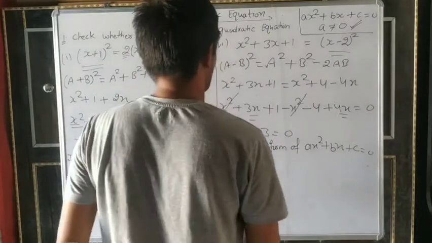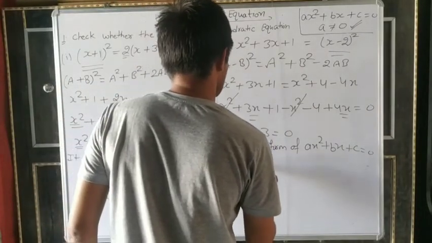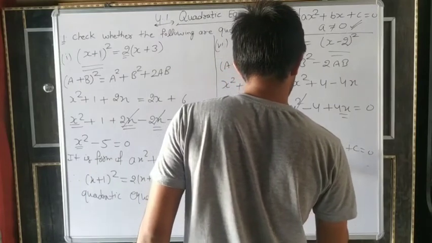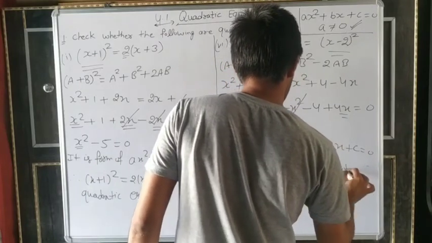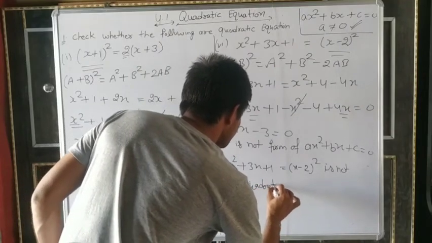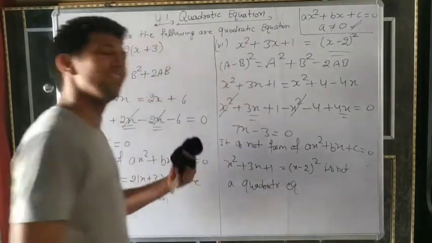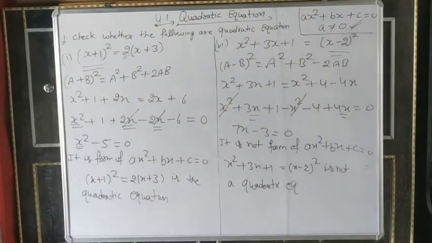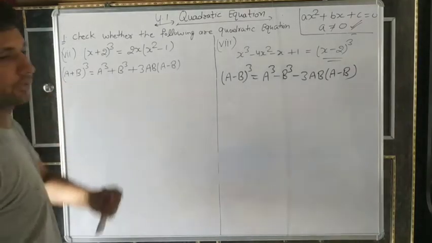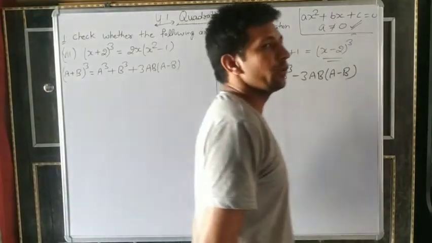So you will write yourself x square plus 3x plus 1 equal to x square minus 2x square is not a quadratic equation. Very simple. Only you have to check it. Note down, dear. Okay. Now, dear, we will do the 7th and 8th part. Okay. Rest of the parts you will do yourself.